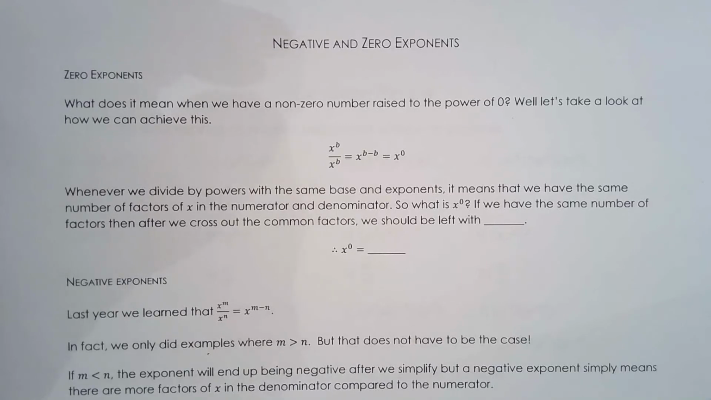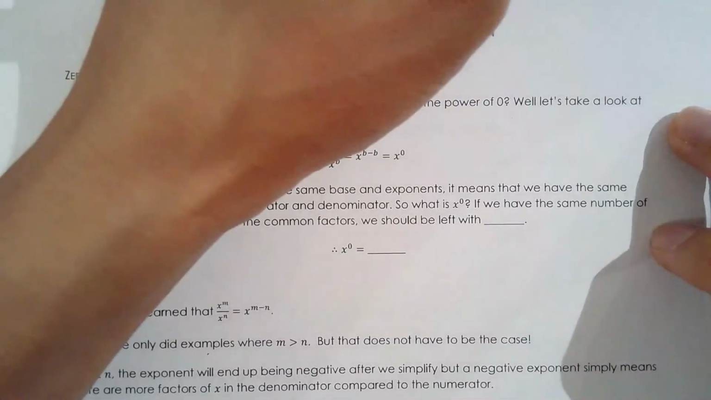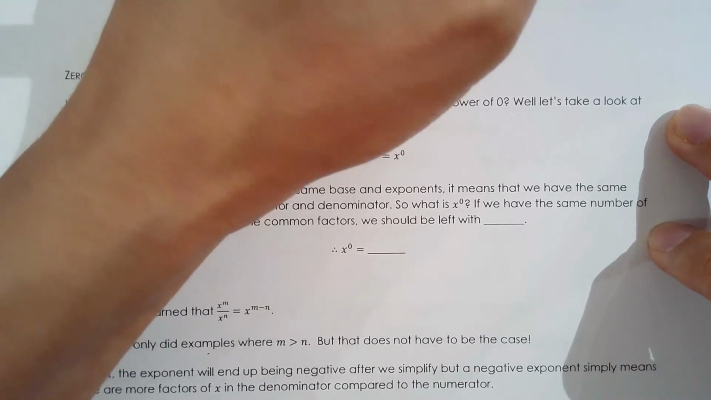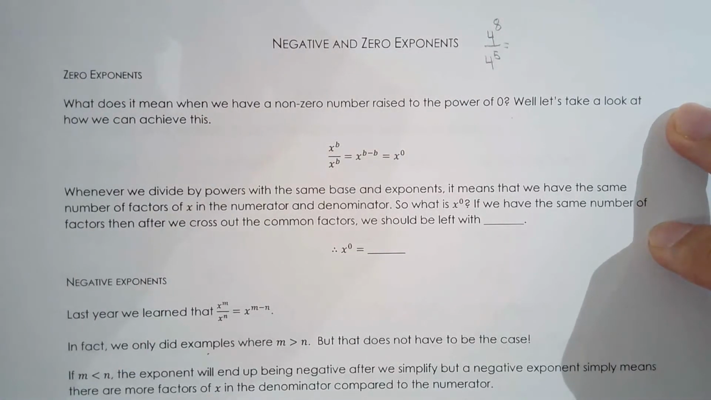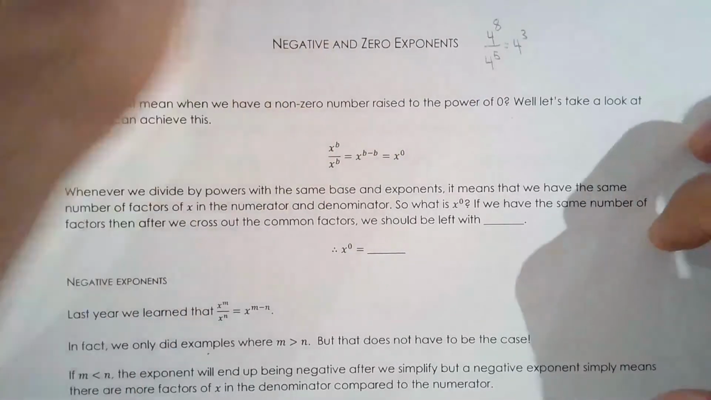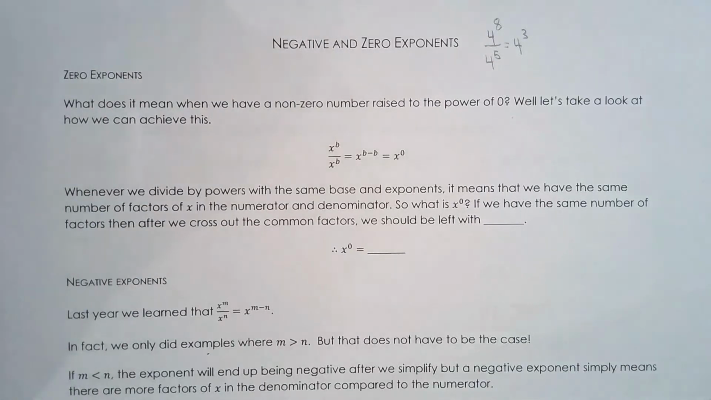Okay, so when I think of negative and zero exponents, I think about what we did in grade 9. Hopefully your teacher in grade 9, or even in elementary school, did something like this. 4 to the power of 8 divided by 4 to the power of 5, and you will say 4 to the power of 3. First of all, you should say, I'm dividing two powers with the same base, so I'm allowed to subtract the exponents. 8 minus 5 is 3.